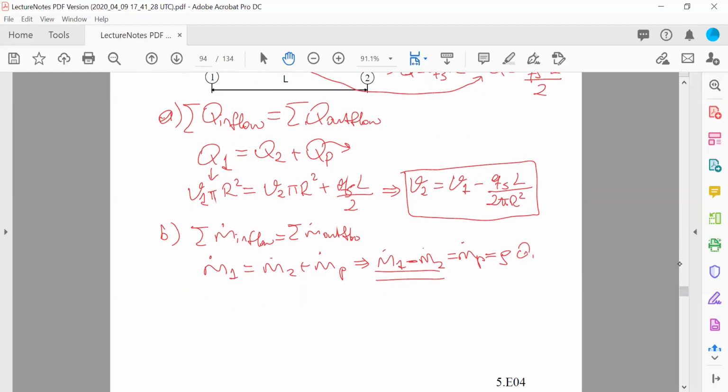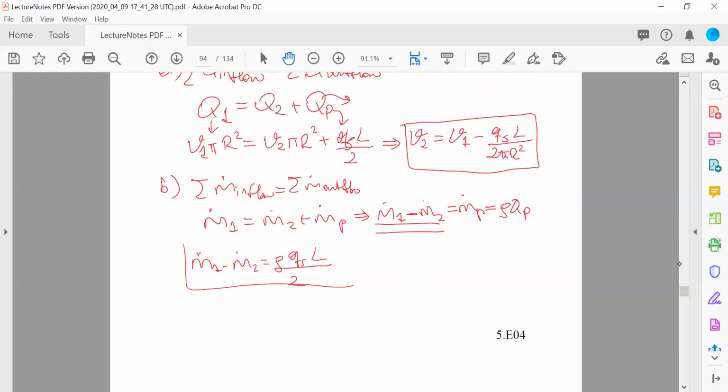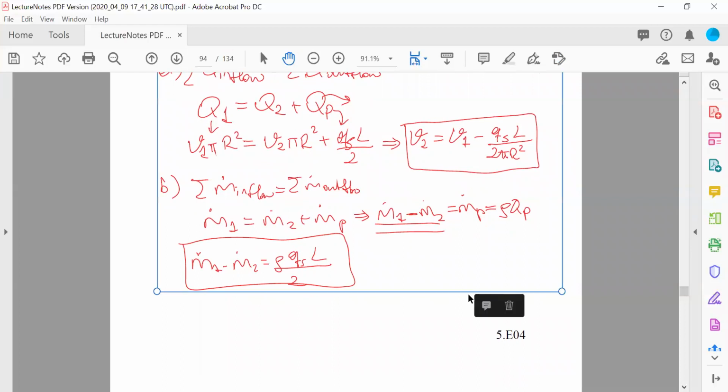So that discharge at the perforated section was obtained here, so that M1 minus M2 will be equal to rho Qs L over 2. This is the result for part B.